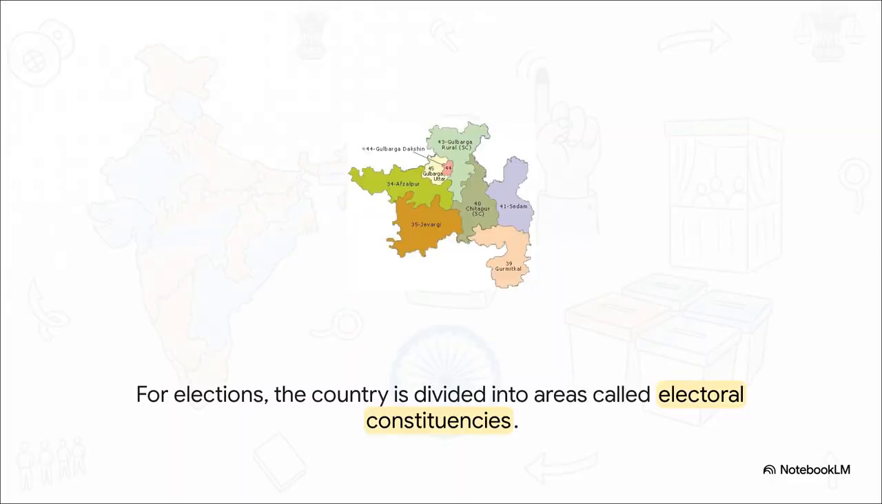How do we even manage voting in such a large country? Well, we do it by dividing the entire country into smaller geographical areas, just for the purpose of elections. Each of these areas is called an electoral constituency. And from each constituency, the voters elect one representative.